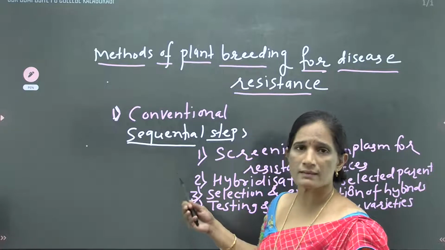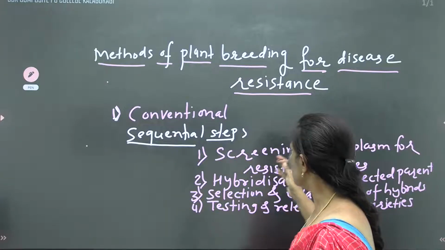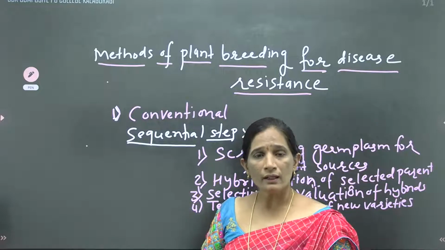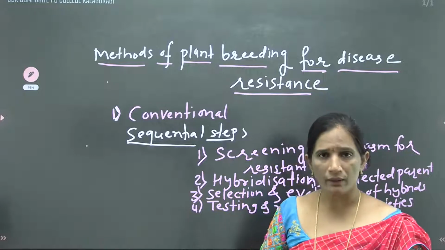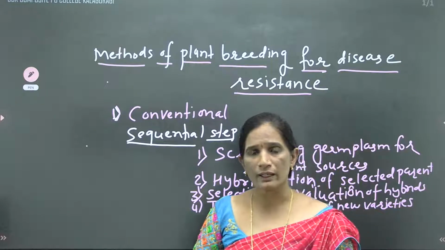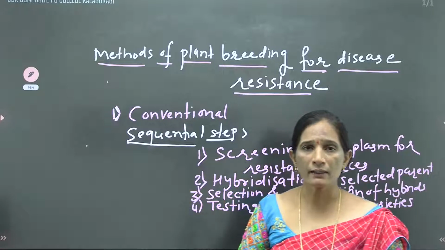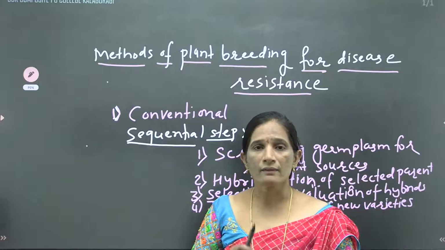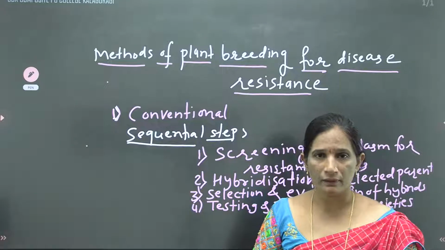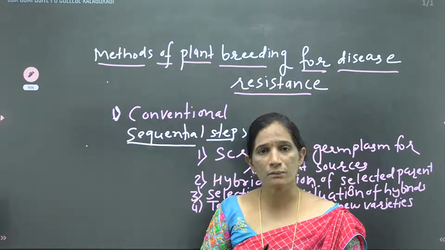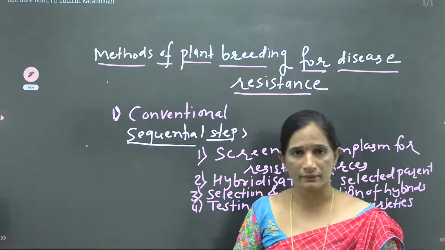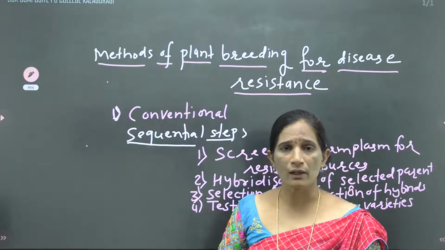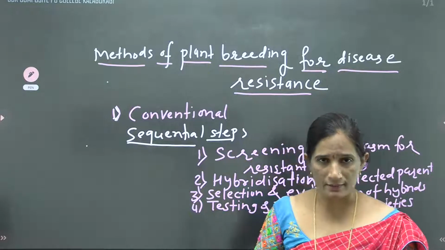The same methods they are going to follow here: screening germplasm for resistant sources. In the main steps, you studied the first one, collection of variability. The genetic variability is available in wild varieties, species, and its relatives. These variations are heritable. The naturally occurring genes in these plants control their character. Is it clear?